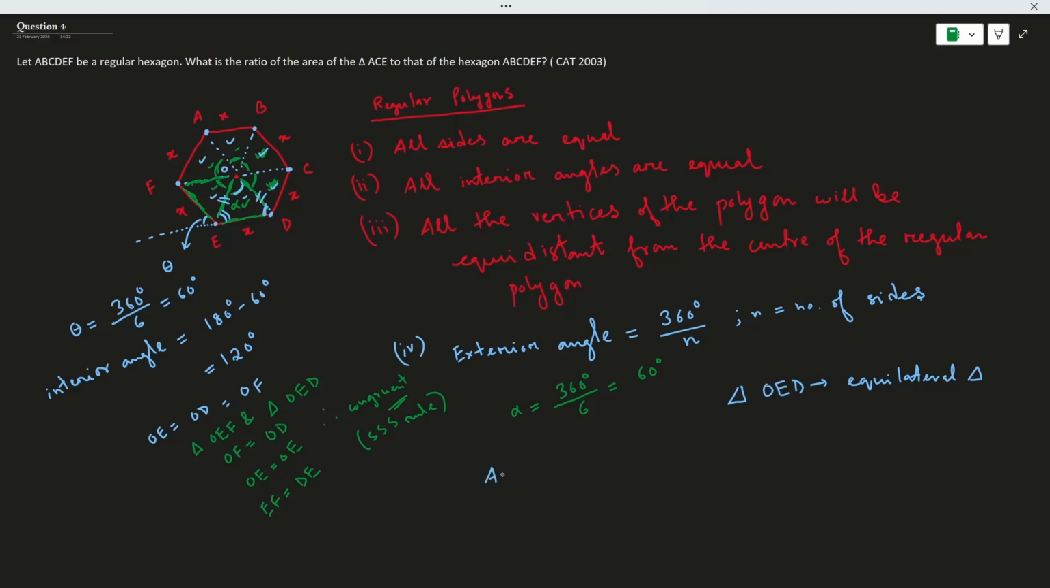So what is the area of ABCDEF? What will be the area? Area will be 6 times the area of an equilateral triangle. The area of an equilateral triangle is given by root over 3 by 4 x square, where x is the side of the equilateral triangle. In this case, we have assumed it as x, right? Since this is x and we have proved that each triangle is an equilateral triangle, the side length will be x. All right.